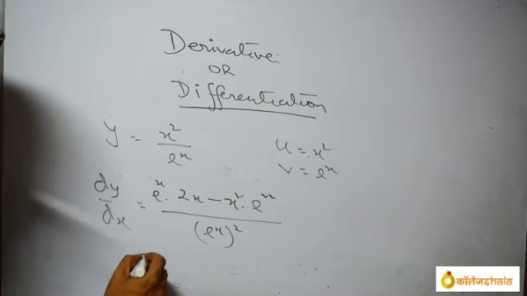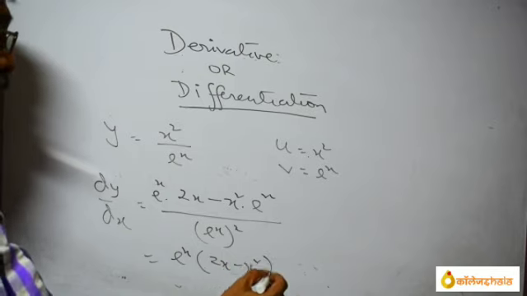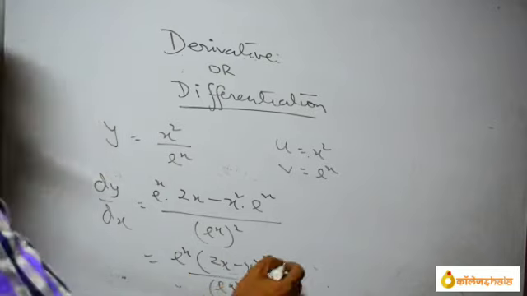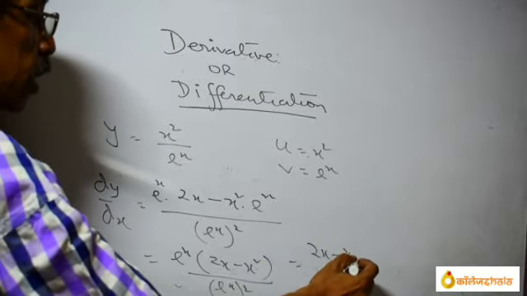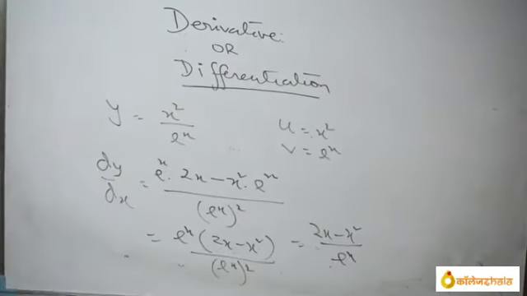So now we have the result. If I take e to the power x common, that is 2x minus x square, and the denominator is e to the power x whole square. So the final result we can write as 2x minus x square in the numerator, by e to the power x, as one e to the power x is cancelled, and the result is e to the power x in the denominator.